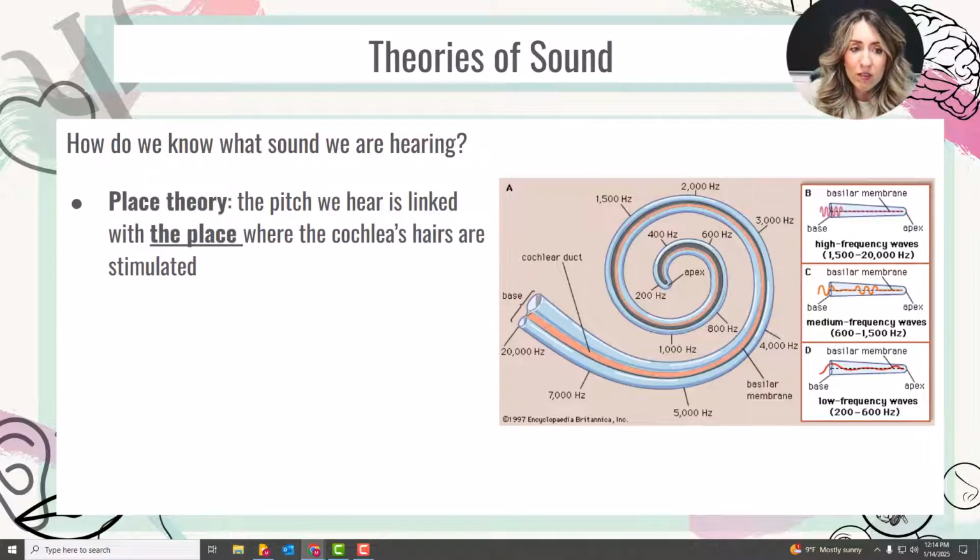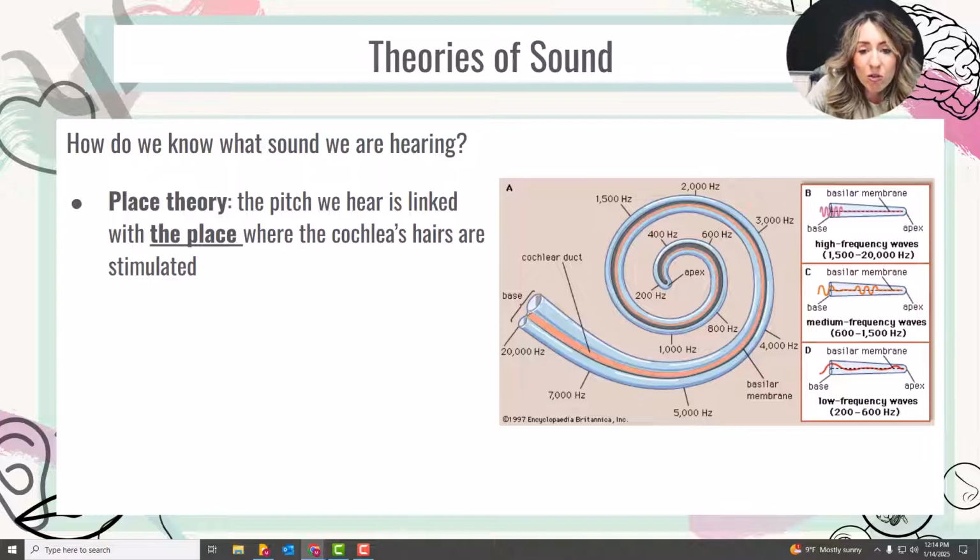So the first theory of this is called the place theory. This is the theory that every single place in the cochlea, that you can see in this diagram right here, is responsible for transmitting different hertz or different frequency levels to the brain. So for example, a sound wave that enters at the top here and kind of bounces at 7,000 hertz or 5,000 hertz, etc., would be transmitted to the brain at that place, and that would tell the brain, oh, it's a frequency of 5,000 hertz, that's this sound.